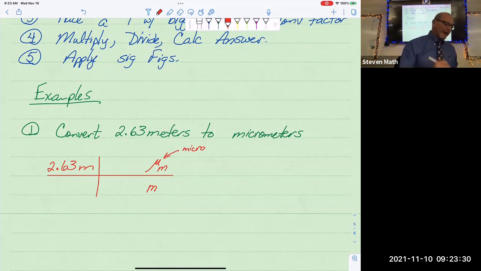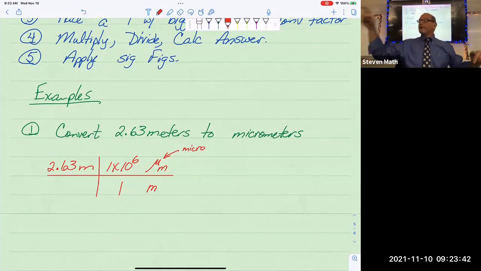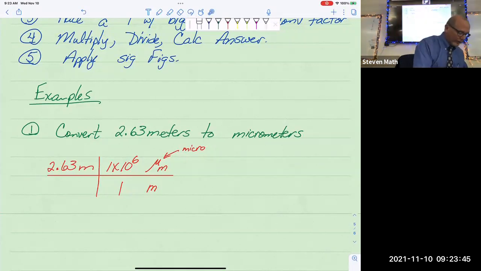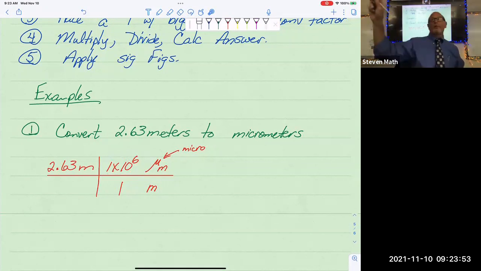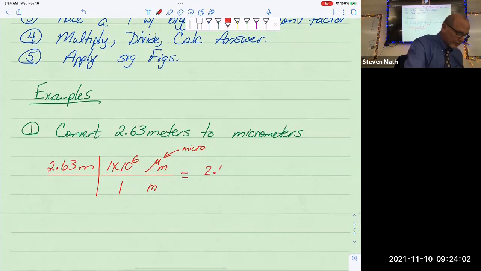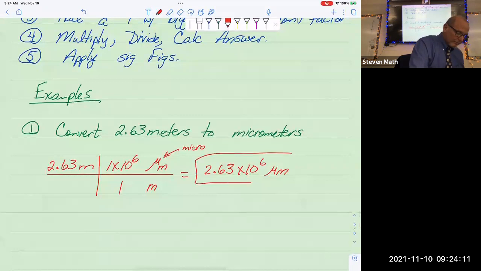Which one's bigger, a meter or a micrometer? Put a 1 there. How many microns are in a meter? So if the meter's bigger, there's always going to be a positive exponent here. As long as you put the bigger value as 1, this will never be a negative exponent. So you never worry about sliding the wrong way. This works. Multiply it across, and this one's super easy. 2.63 times 10 to the 6th micrometers. Put a box around that.